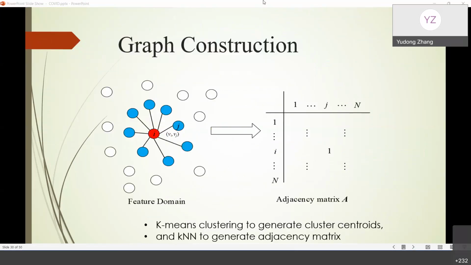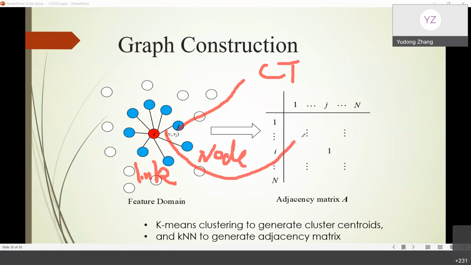Okay, and now we come to how we make this graph. Here you understand the graph. We have the node, right? And also we have the link. So when we make the graph of our COVID-19 images, each node is a CT image, and each link is the distance of the two CT images. Like we have discussed before, if two CT images look quite close with each other, we will build a link between those two CT images.